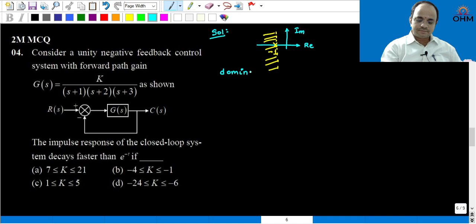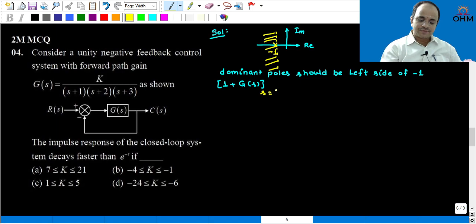So, what I can write down here: dominant poles should be left side of minus 1. In order to find out that, in the characteristic equation, you should replace s with some other variable, let us say z minus 1 is equal to 0. Now, for this new equation, you apply Routh's method, Routh's table, and then find out the condition for stability in the new variable. Let us see that.